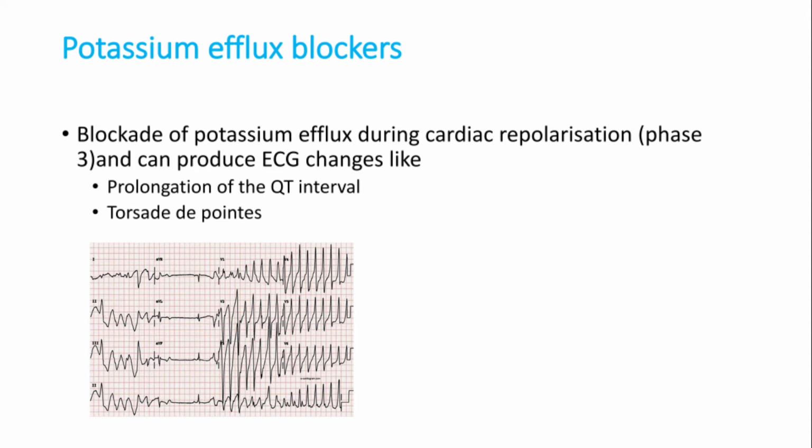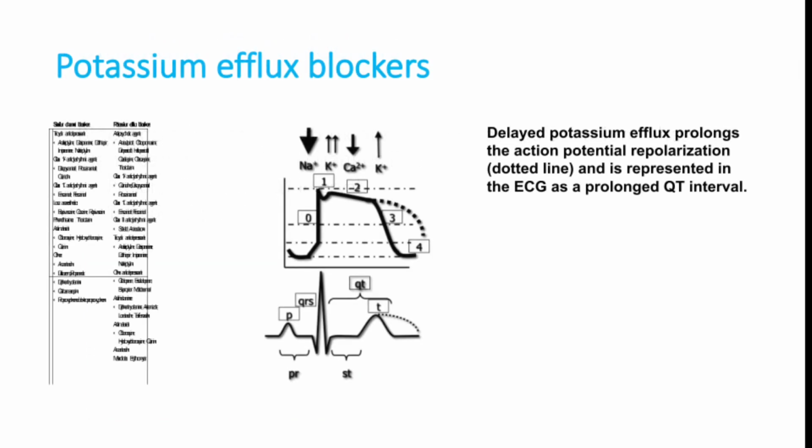So the drugs coming under potassium efflux blockers are, again, antipsychotic drugs, the most important drugs: chlorpromazine, droperidol, haloperidol, quetiapine, olanzapine. All these come under this class. Class 1A antiarrhythmic drugs like quinidine, disopyramide, procainamide. Class 1C antiarrhythmic drugs like encainide, flecainide. Class 3 antiarrhythmic drugs like sotalol, amiodarone.